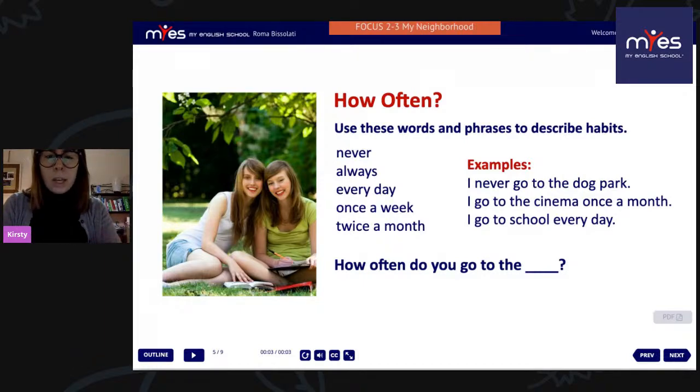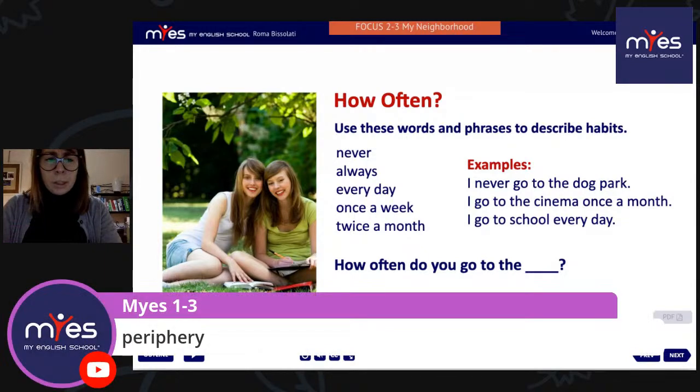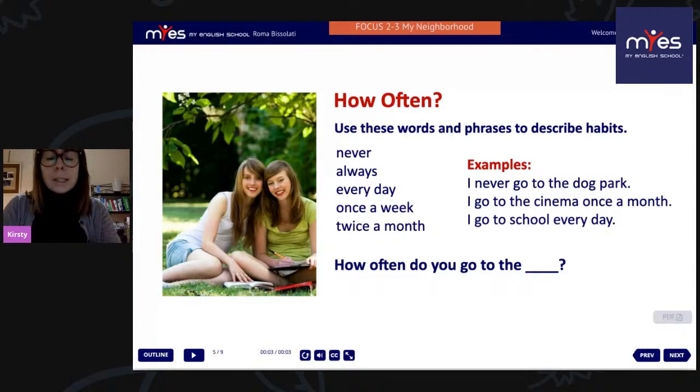If you live in the periphery, you can say outskirts as well. Outskirts. Sorry, I've spelled that incorrectly. Outskirts. Okay, the one with the little star, the asterisk, is the correct one.